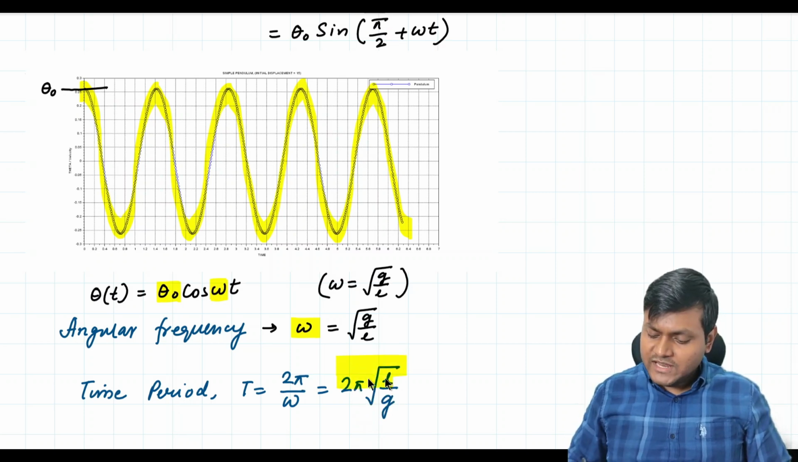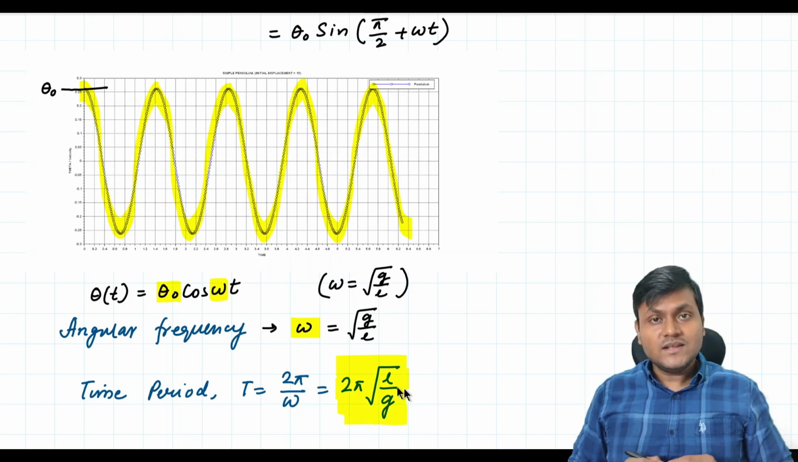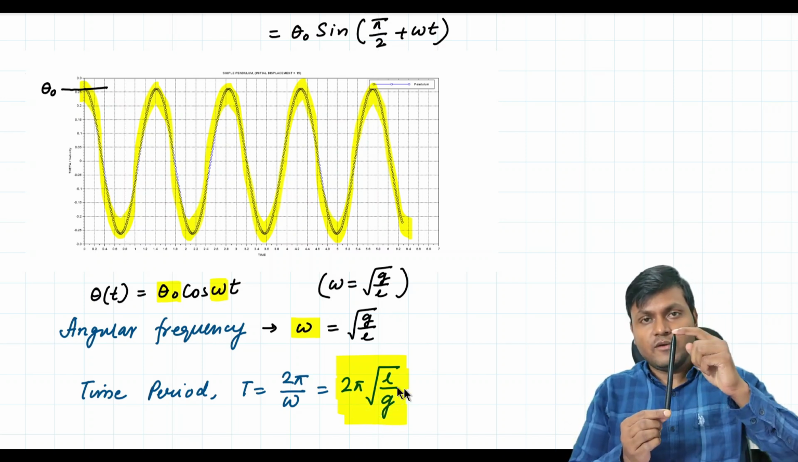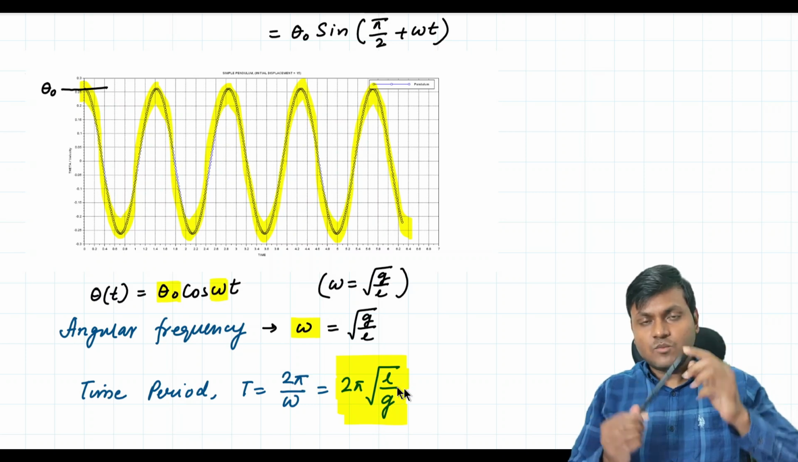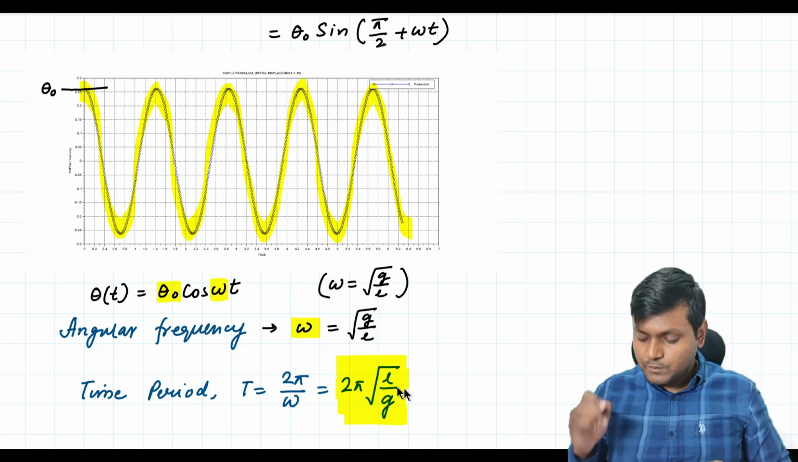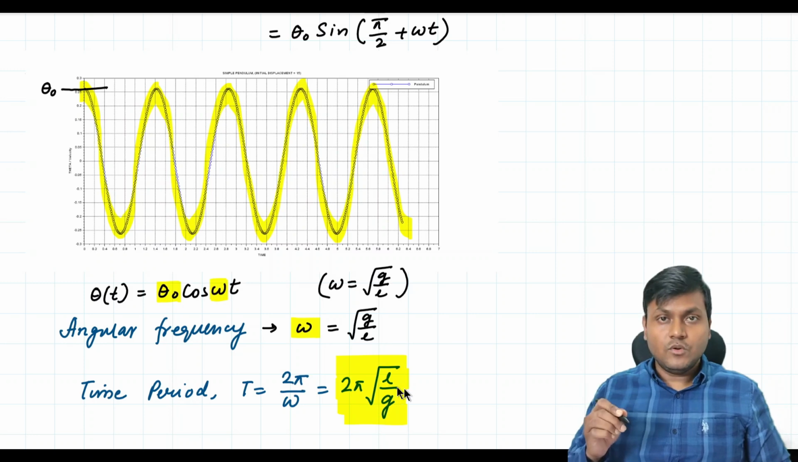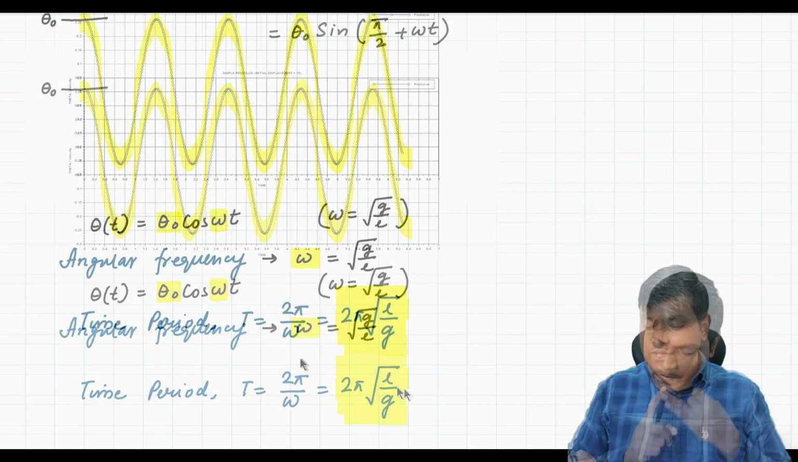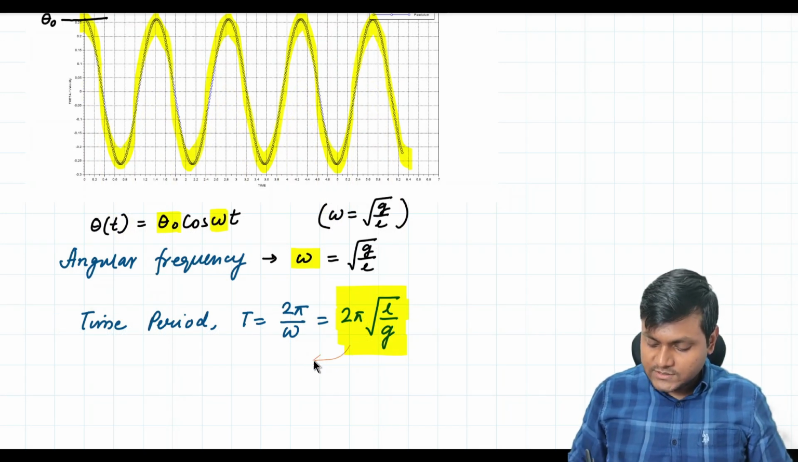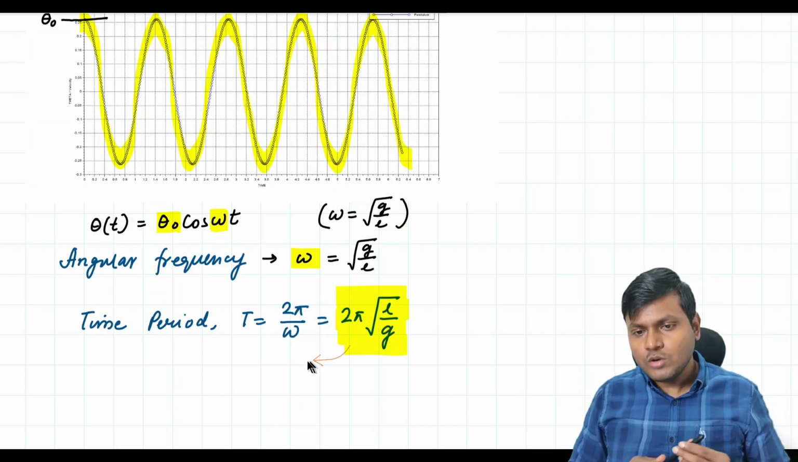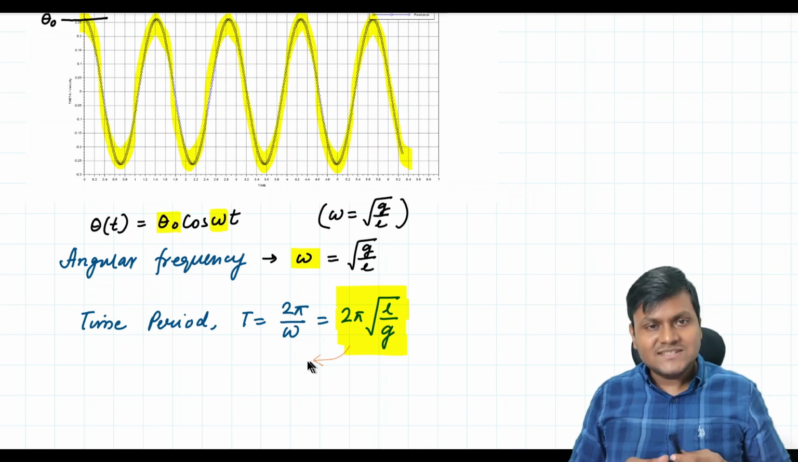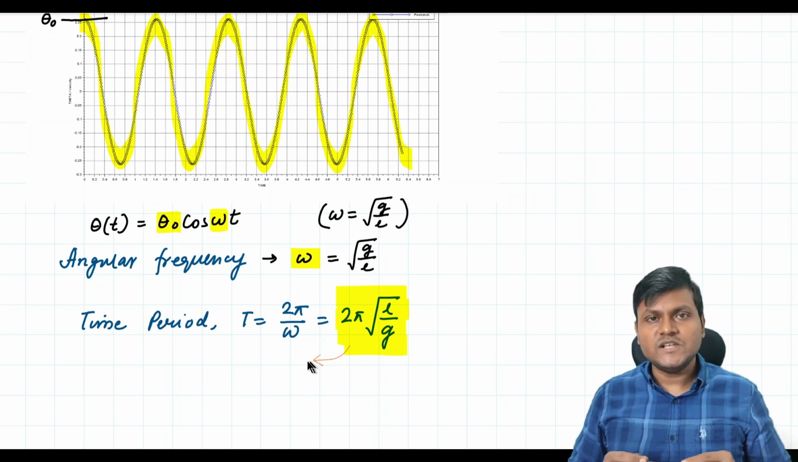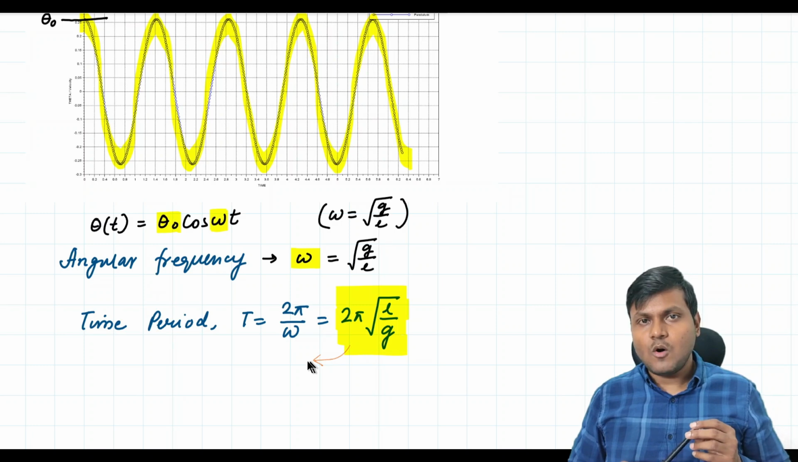Now it is very, very interesting to note that when we look at a simple pendulum which is displaced by a very small angle from its vertical axis, the time period only depends upon the length of the pendulum and the acceleration due to gravity. Now what is interesting to note here is that the time period is not dependent on the mass, it is not dependent on the angular displacement also. It is only dependent on the length of the pendulum and the acceleration due to gravity.